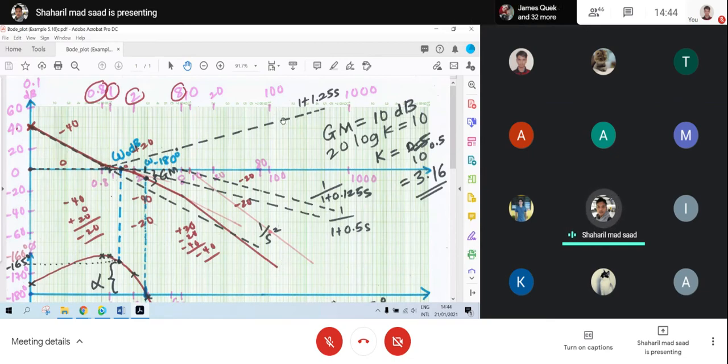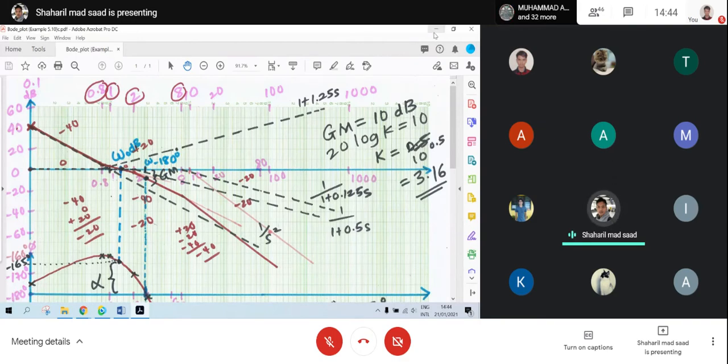That means you don't need the asymptote line. You don't need the asymptote, so you just straight away draw. Also with your phase angle, you can draw straight away.